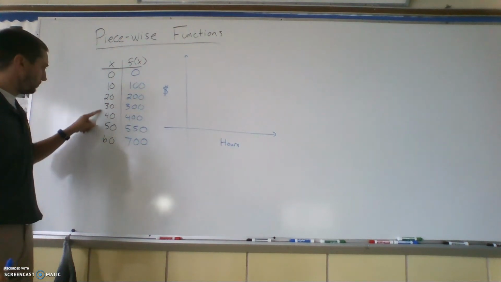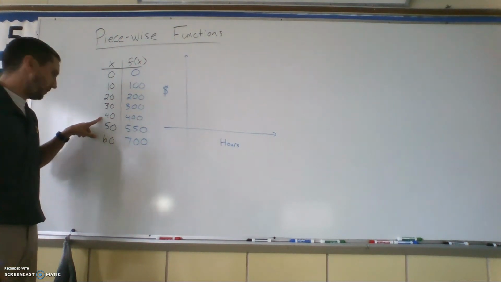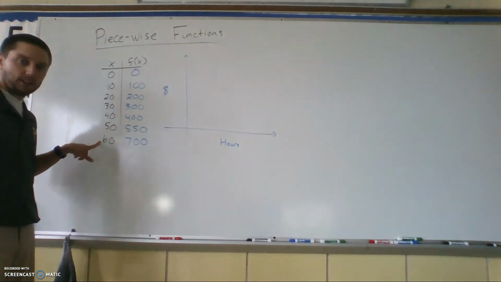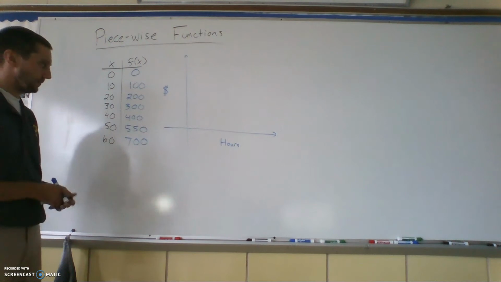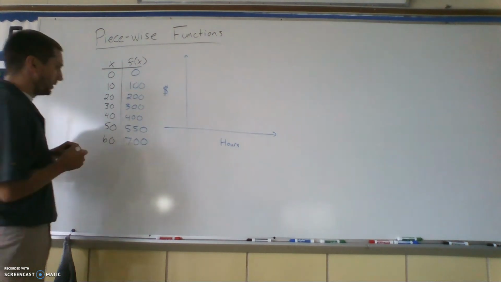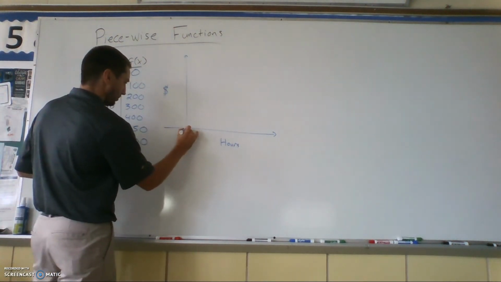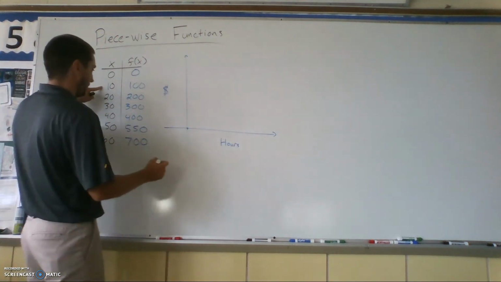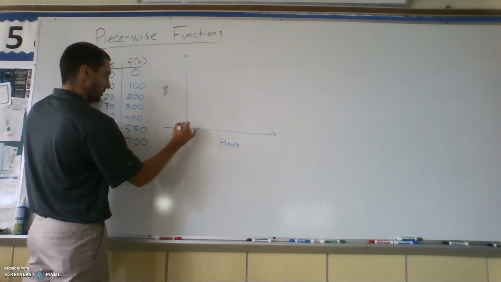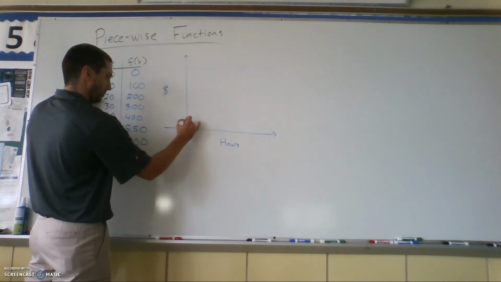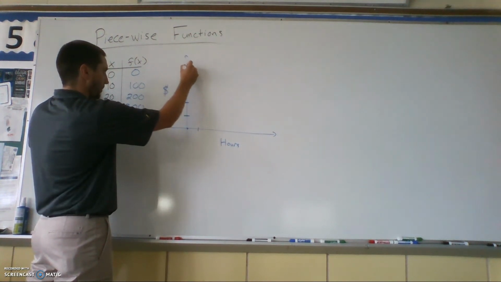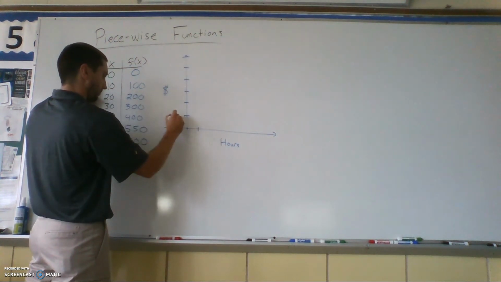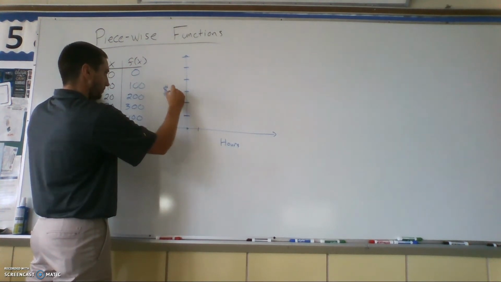That breaking point is 40, right? All the way up until 40, this is just a really simple function, and then after 40, that's where it gets a little weird. So let's just graph from 0 to 40 to start. If we plot some points, at 0 hours I make $0, and then if I work 10 hours, let's see, how do I want to make this scale? We can go up 100, 200, 300, 400, 500, 600.